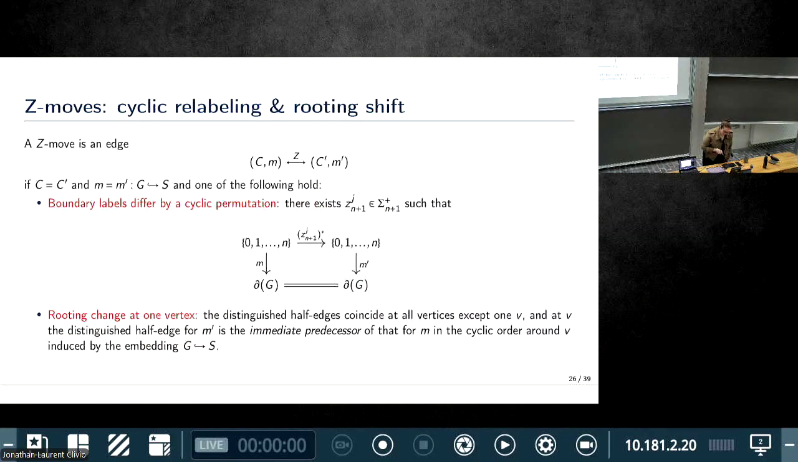Okay, and then the last one is, of course, we can always do cyclic relabeling and we can change the routing. So you can have these sort of internal twists as well happening on the surface. So you can relabel the boundaries by a cyclic action, but you can also relabel the vertex by cyclic action.